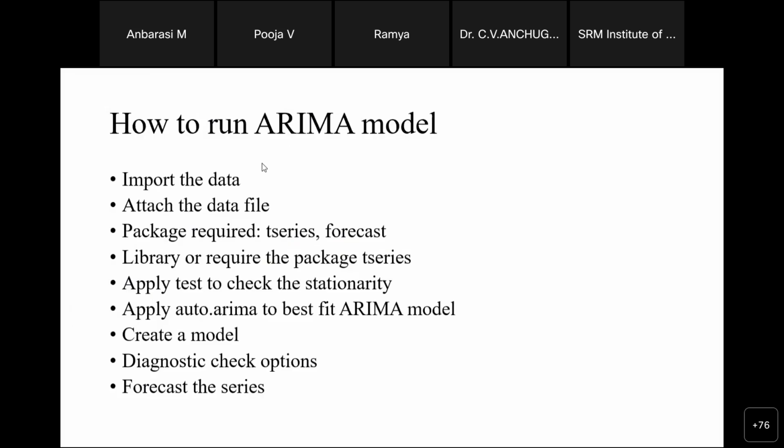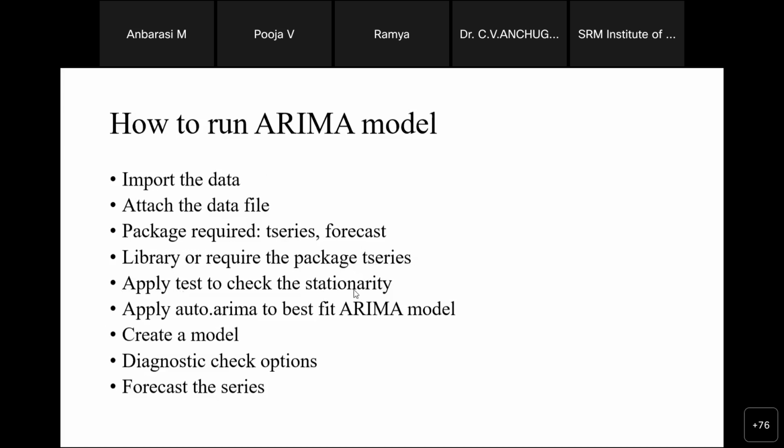So if I want to run the ARIMA model, first we have to import the data set, attach the data file, and download all the packages. What are all the packages required for the ARIMA model? In this case, we use tseries and forecast. These are the two packages we'll use for the ARIMA model. And then we have to load the libraries required for tseries. After that, we have to apply the test for stationarity.